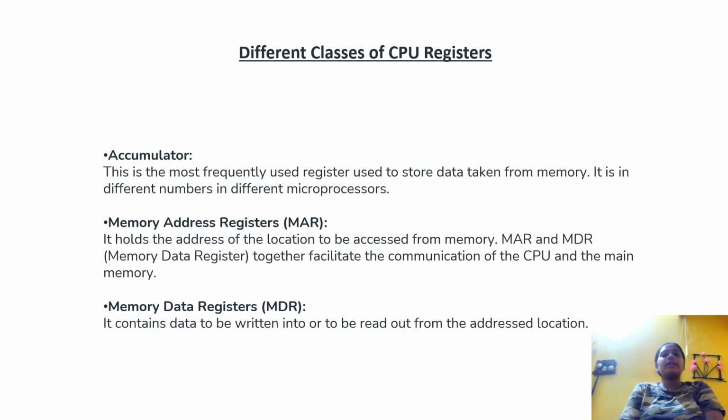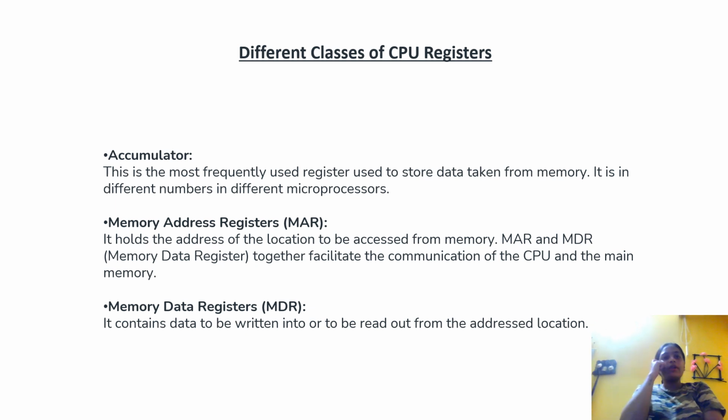Next, let's see the different classes of CPU registers. First comes the accumulator. This is the most frequently used register. It is used mainly to store data taken from the memory. When we use the accumulator, it is like a temporary variable. For example, in order to move a variable R1 into R2 while some other function is going on, we can store the value of R1 in the accumulator for some time, and then from the accumulator it can be transferred into R2. So this is how the accumulator works.